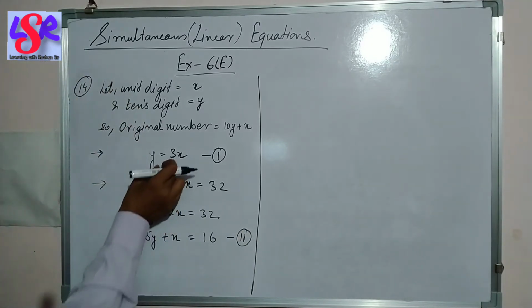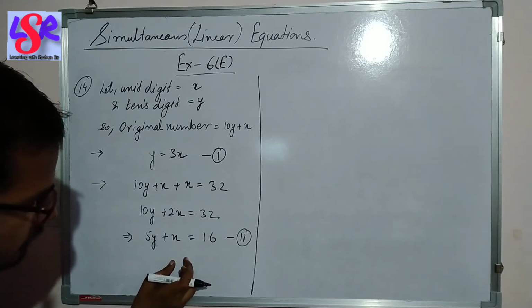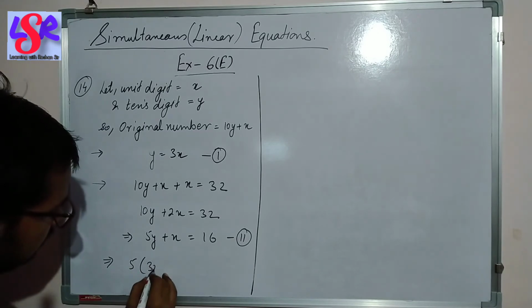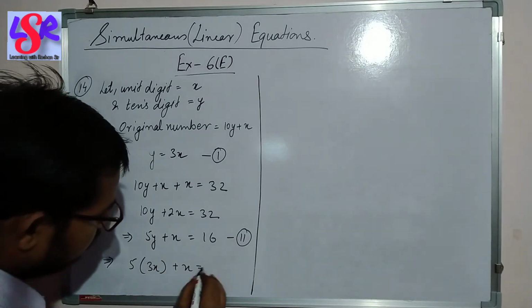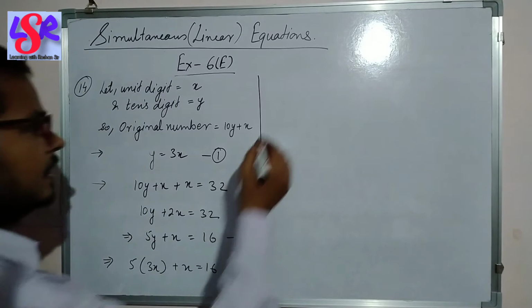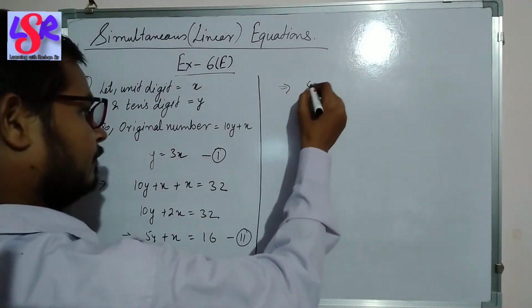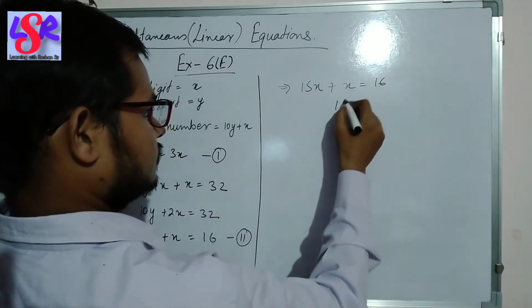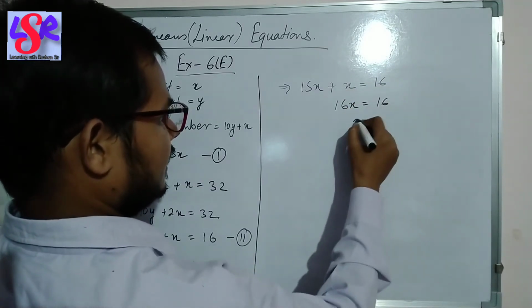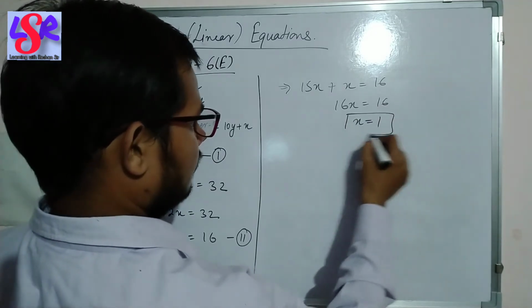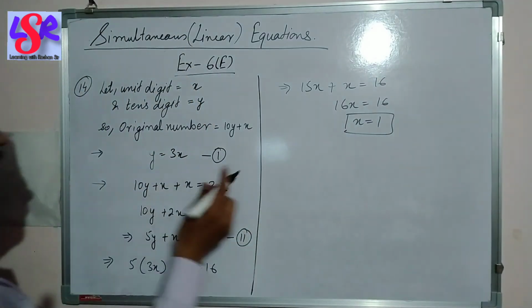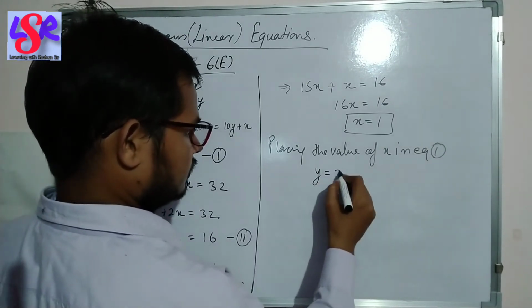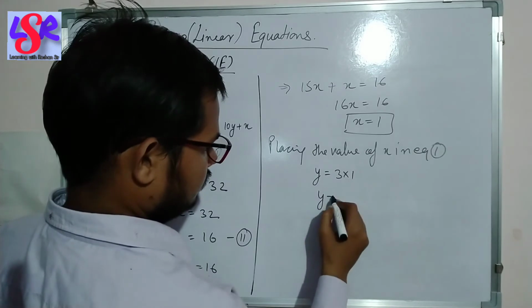Now we can place the value of y from equation number 1 in equation number 2 and we get 5 into 3x plus x equals 16. Now open the bracket and here it will be 15x plus x equals 16. So 16x equals 16 and x equals 1. Now place the value of x in equation number 1. On placing the value of x in equation number 1, we get y equals 3 into 1, that is y equals 3.